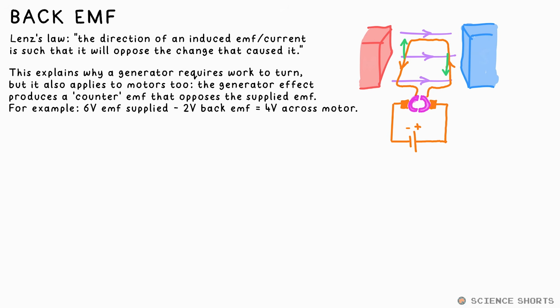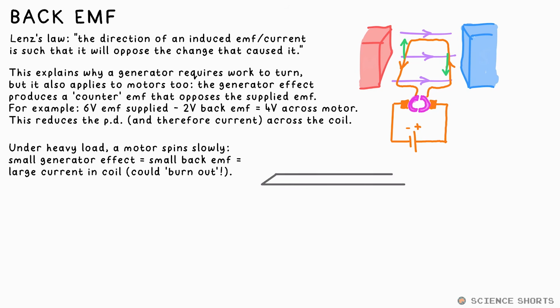Say there's 6 volts applied to a motor, but the opposing, what we call back EMF, is 2 volts in the opposite direction, which means that we now have overall 4 volts across the motor instead of 6, and therefore that reduces the power loss due to heating because the current has gone down, P equals I squared R.